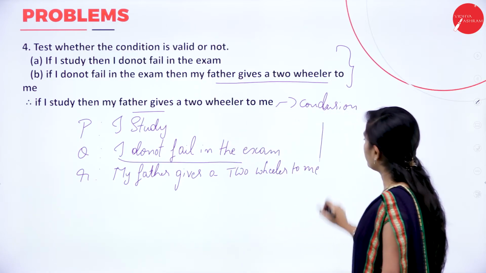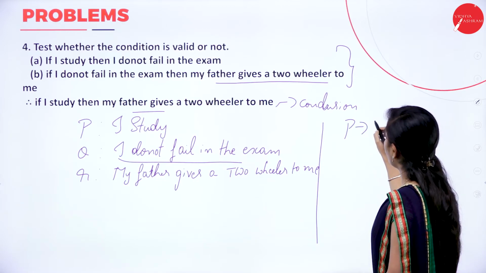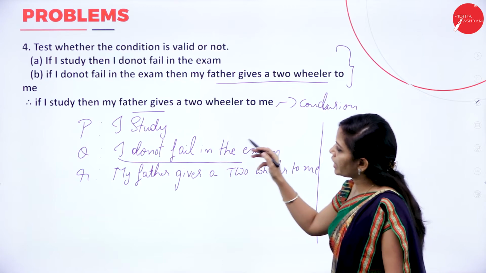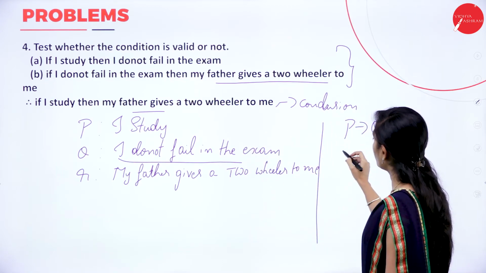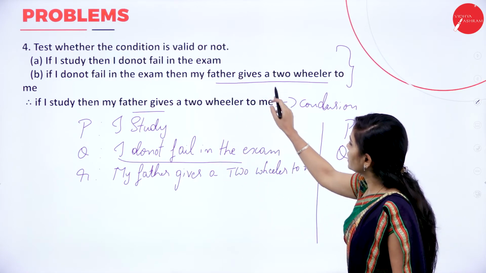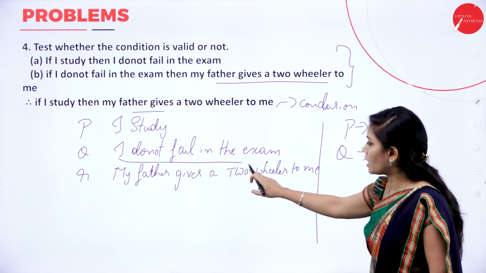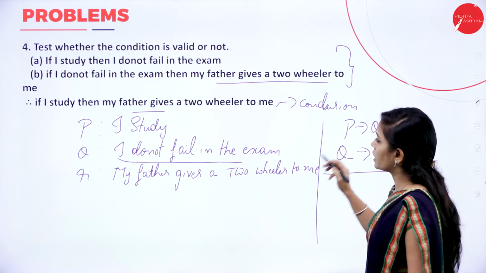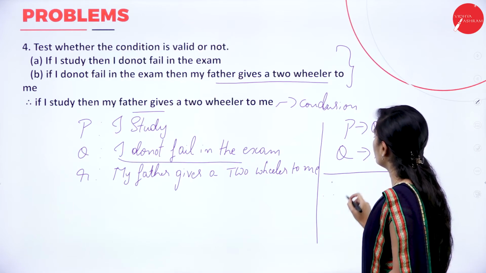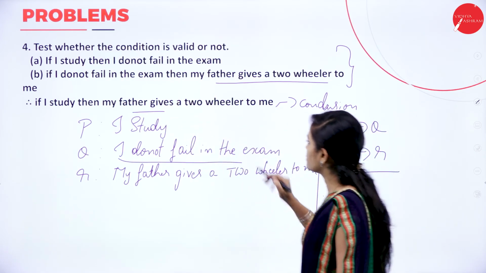So the first statement is, if I study, then I do not fail in the exam. Statement P implies Q. And if I do not fail in the exam, that means statement Q. Then my father gives a two-wheeler to me, which is statement R. So what is the conclusion? If I study, therefore P implies, then my father gives a two-wheeler to me.